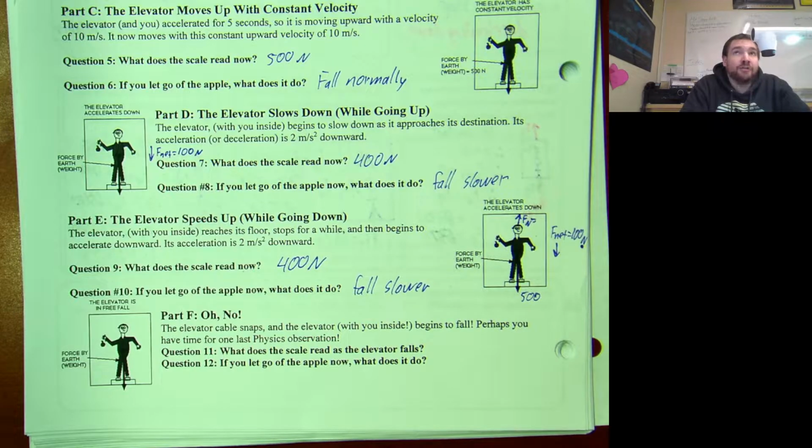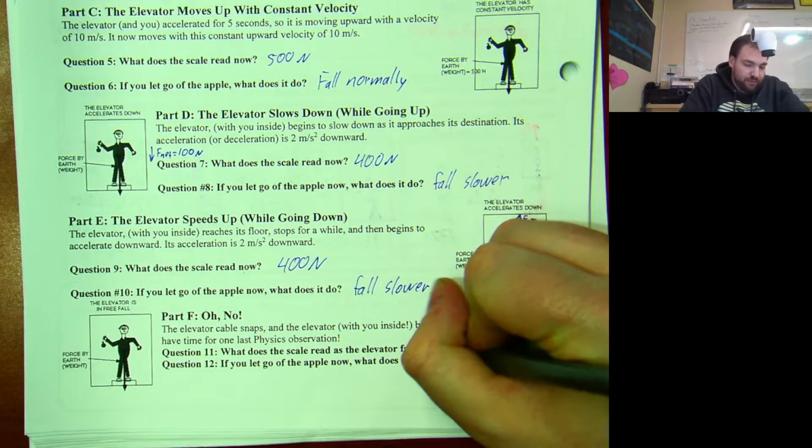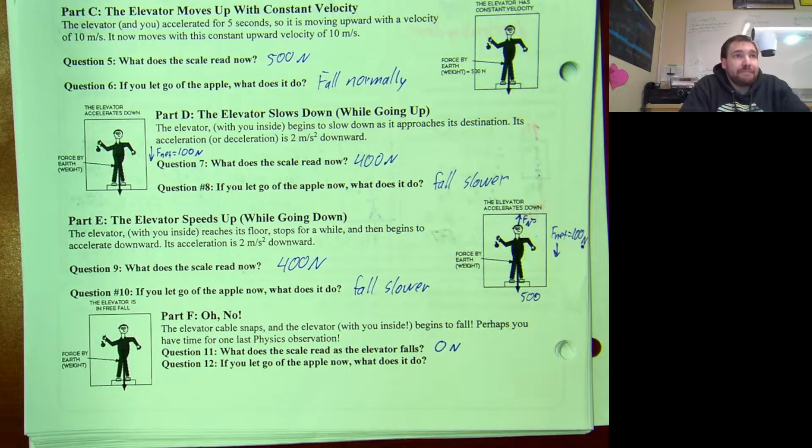And now, Connor's question from yesterday comes. The cable snaps and the elevator with you inside begins to fall. You have time for one last physics observation, perhaps. What does the scale read as the elevator is now in free fall? 0. Because you and it are falling at that same 9.8 meters per second squared.